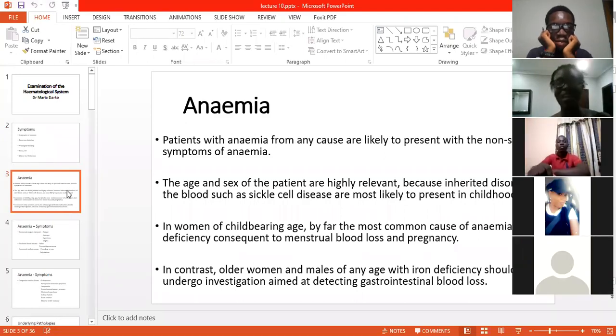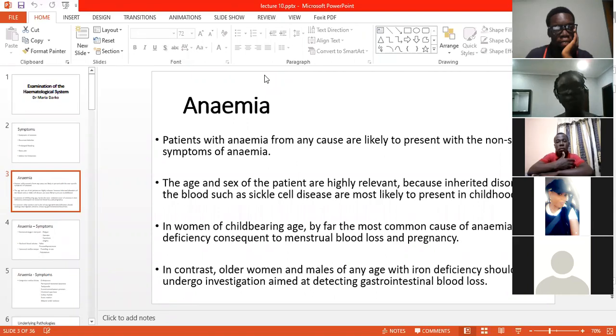So patients with anemia, they would present with peculiar signs and symptoms. Now, it's very important for you to take note of the age and sex of the patients, because if you look at women of childbearing age, the commonest cause of anemia is menstrual loss and then pregnancy. And so the age is very important, and then the sex as well.